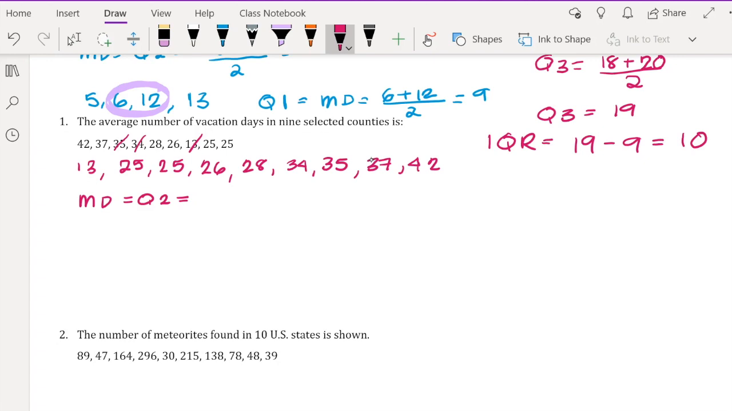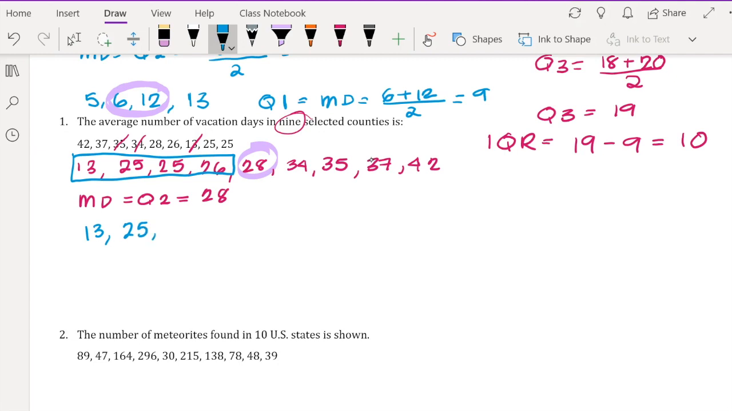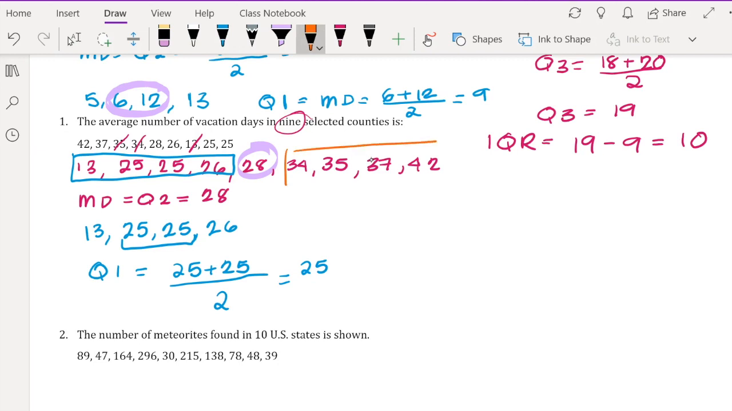Because I have 9, that's an odd number, I just look at the value in the middle, and that's actually 28. The next thing I'm going to do is look at this portion of the data set, and that's going to be 13, 25, 25, and 26. So this is an even number, so I will do 25 plus 25 over 2. That's conveniently 25. Let's look at this side of the data set.